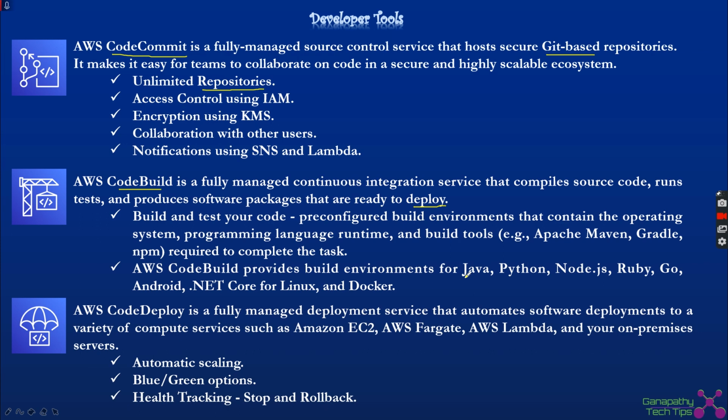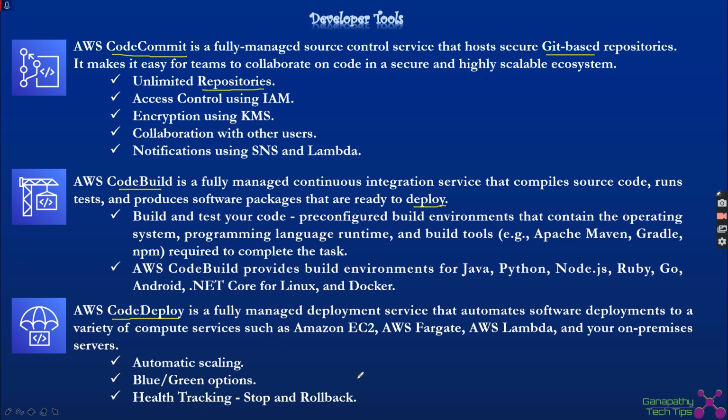Once the compilation is done, we need to deploy our code onto the infrastructure. In this case, it is going to be EC2. If it is a container, it is going to be ECS or EKS, or Fargate as well. Deploying the code onto various AWS infrastructure is done using AWS CodeDeploy.